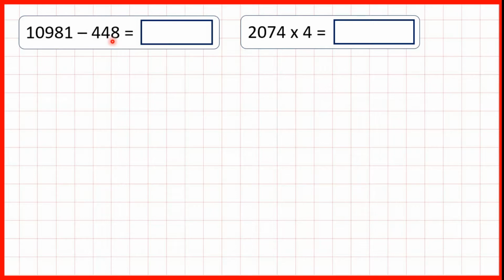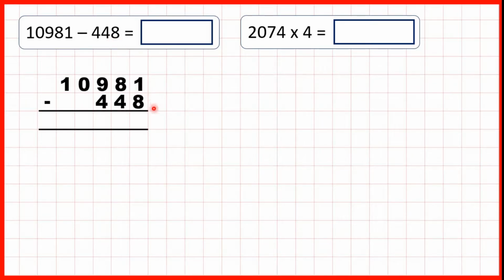10,981 minus 448. We can set this out as a column subtraction, making sure that we've got the digits lined up on the right hand side, because if we do that, then our ones, tens, hundreds, thousands and 10,000s columns will be in the right place. Now we work from right to left, but we can't do 1 minus 8.